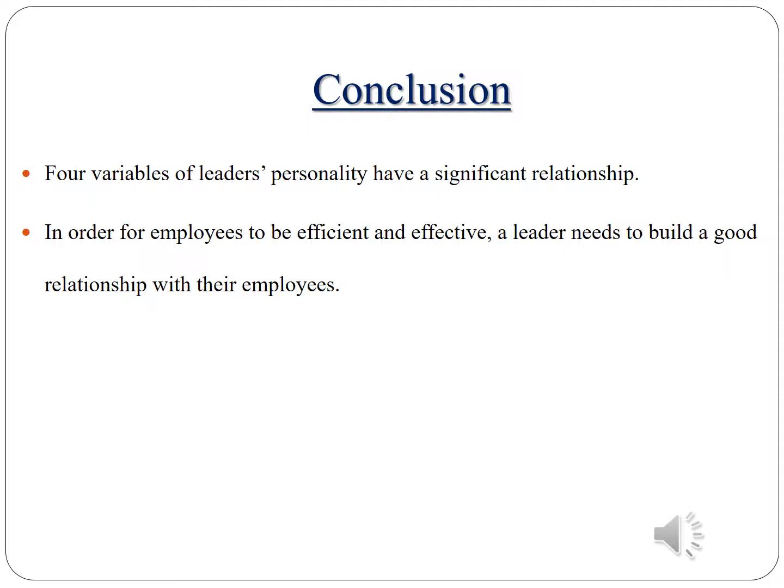Finally, now to the conclusion, the hypotheses showed that the 4 variables, being extroversion, openness to experience, conscientiousness, and agreeableness, have significant relationship. Furthermore, in order for employees to be more efficient and effective, leaders need to build a good relationship with the employees for them to learn and become motivated.